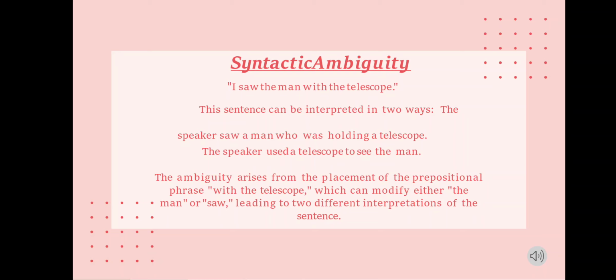The ambiguity arises from the placement of the prepositional phrase with the telescope, which can modify either the man or saw, leading to two different interpretations of the sentence. This is why we use the strategies I mentioned in the slide before on how to avoid syntactic ambiguity.